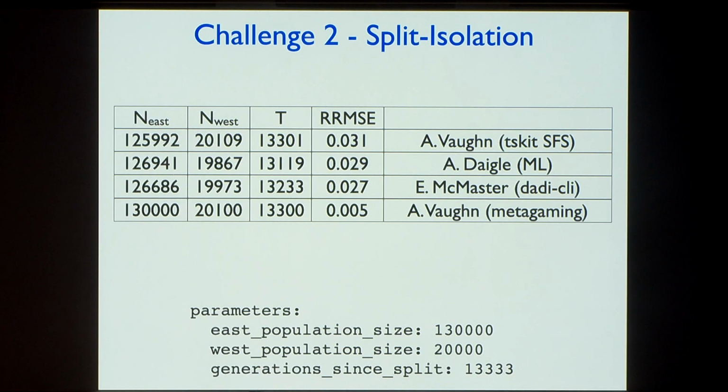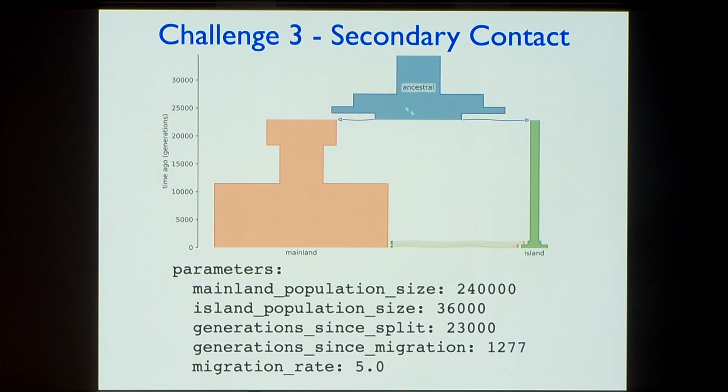So for the third challenge, we wanted to mix things up a little bit and start to break some of the assumptions built into our models. The scenario we posited here was one of secondary contact. We have a mainland population and an island population that diverged sometime in the past. And then they recently came back into contact, and gene flow started between them. And we asked competitors to estimate contemporary population sizes, the timing since the split, the onset of gene flow, and the rate of that gene flow.